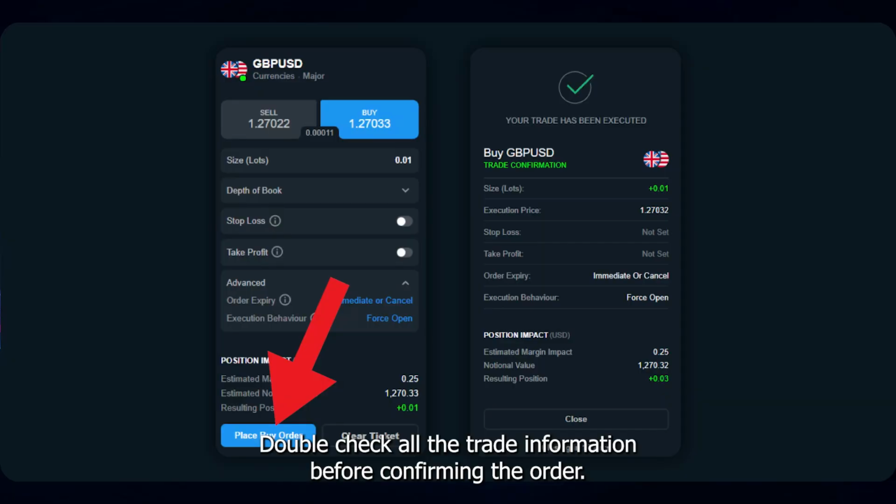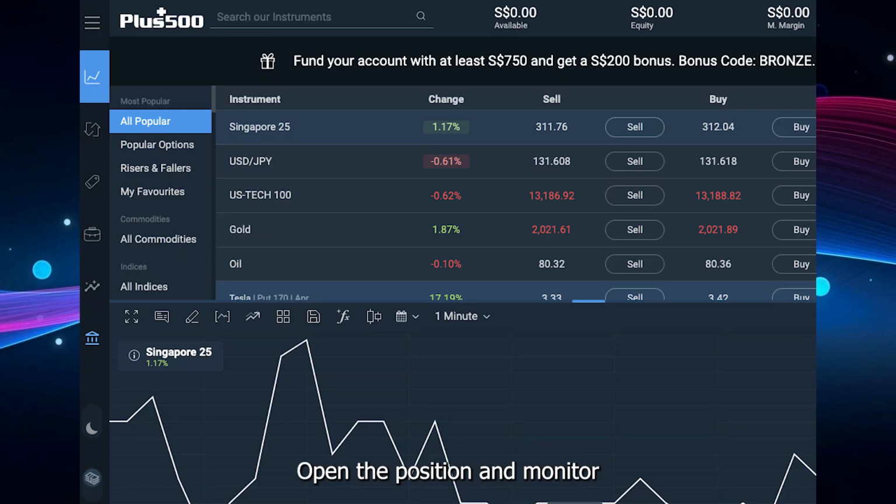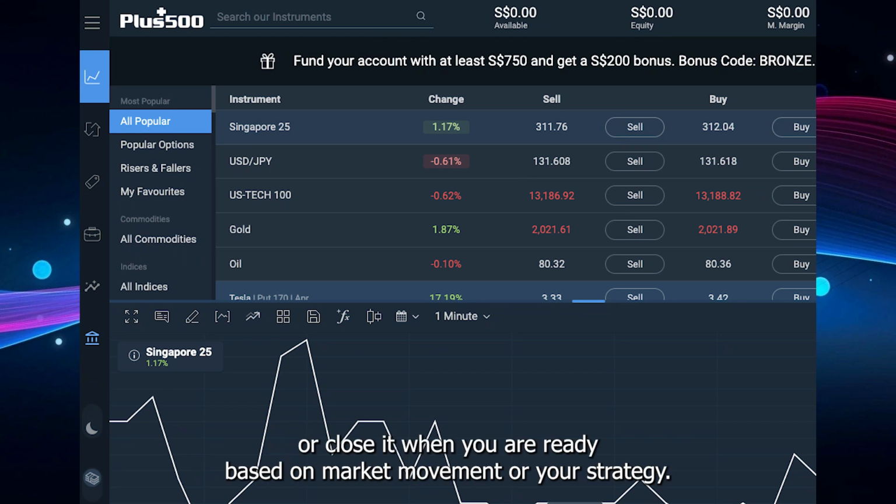Double-check all the trade information before confirming the order. Open the position and monitor or close it when you are ready based on market movement or your strategy.